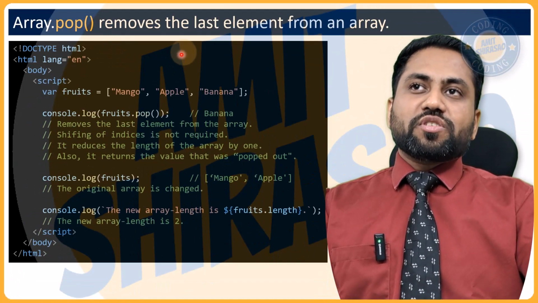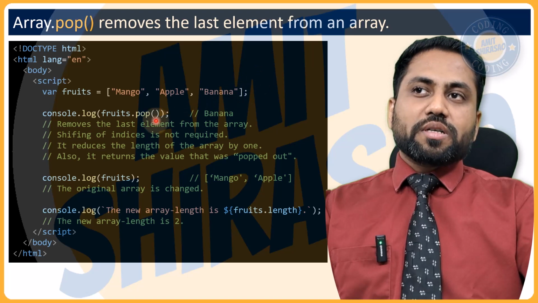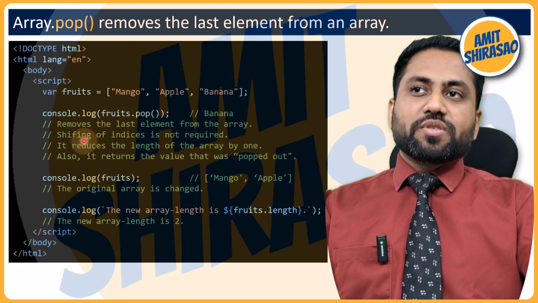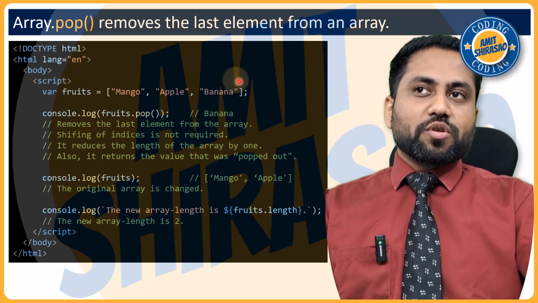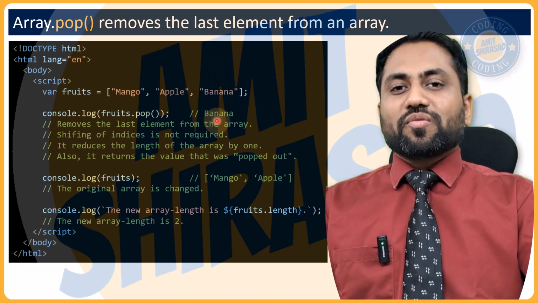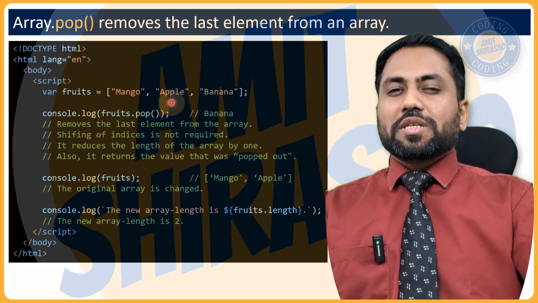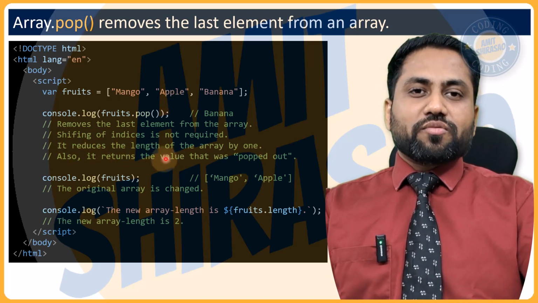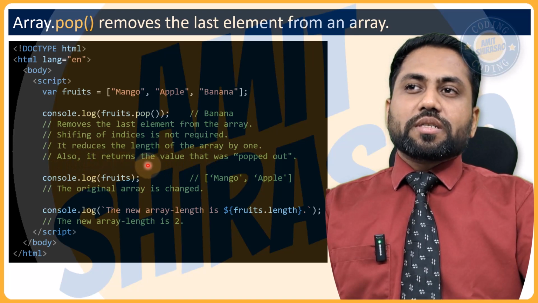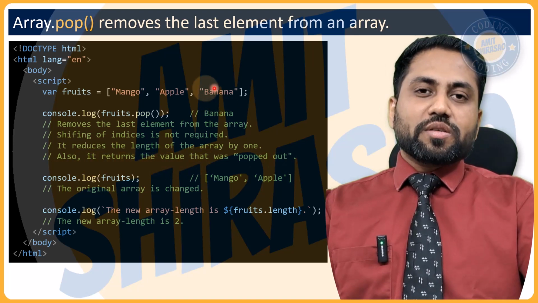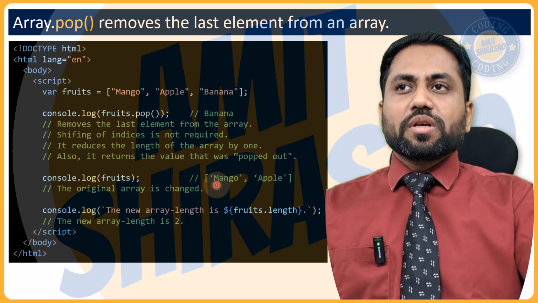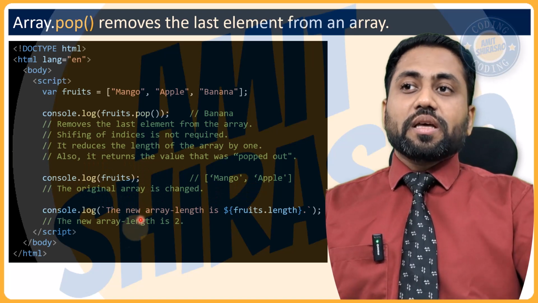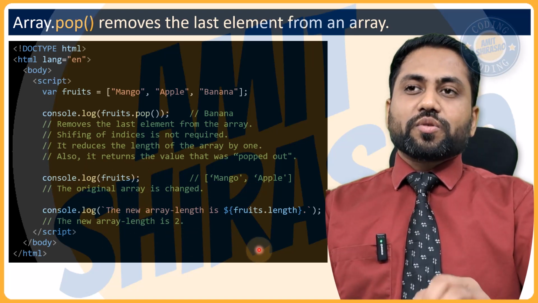Similarly, pop removes the last element of the array. So when you say pop, it will return banana. Okay, so it removes the last element of the array. Shifting of the indices is not required, because the operation you are performing is at the end of the array. So every other element is before it, and their indices don't need to be changed. It reduces the length of the array by 1, obviously. Also, it returns the value that is popped out. Okay, so it returns banana. So the new array will look something like this. The original array does get changed, and the length of the array also gets changed.